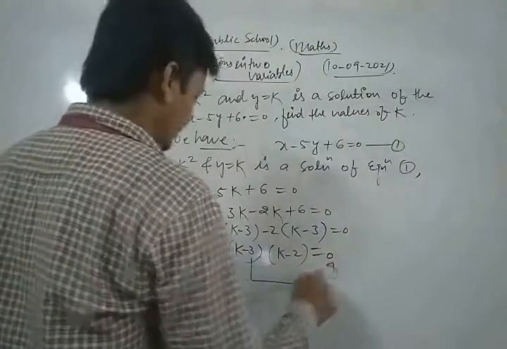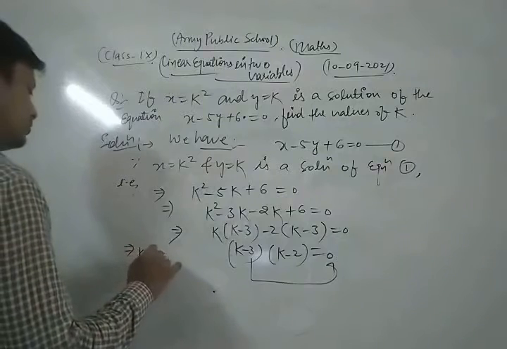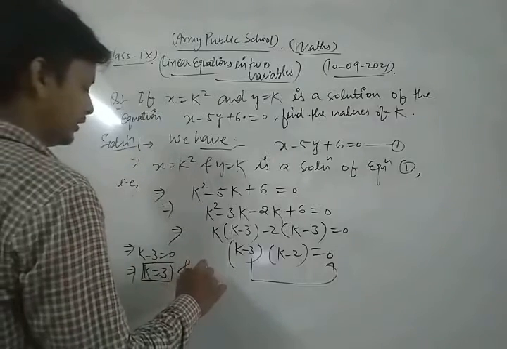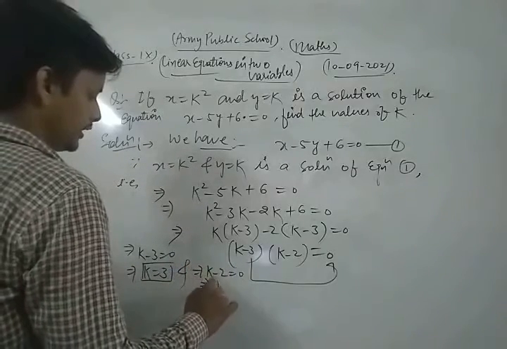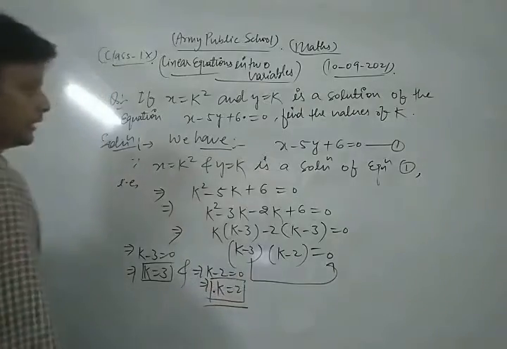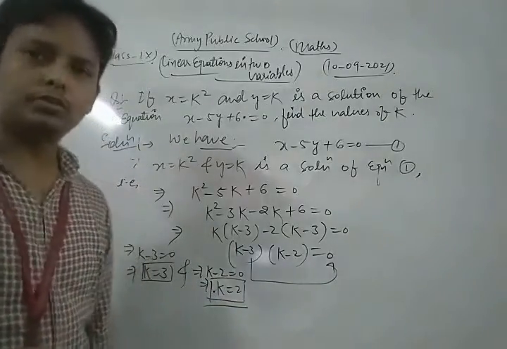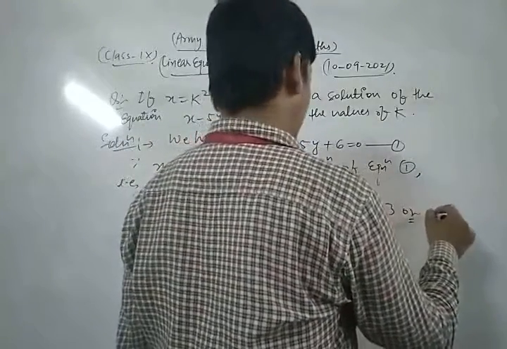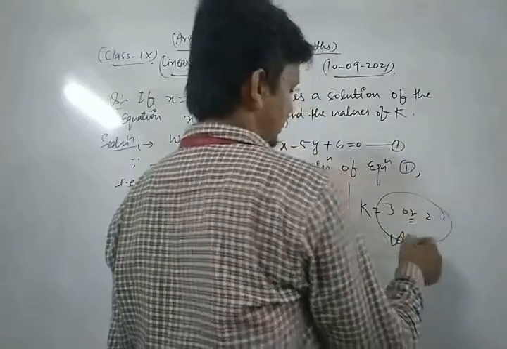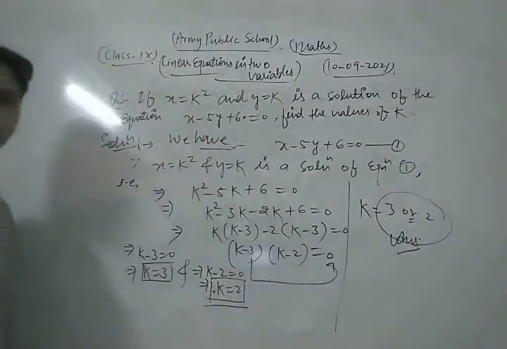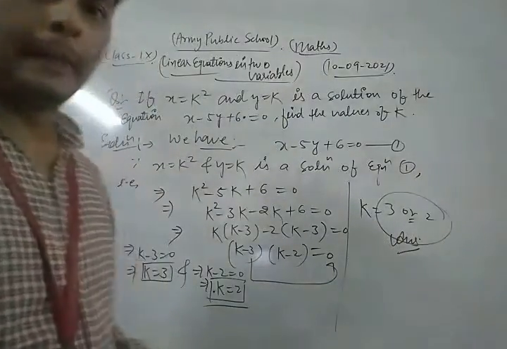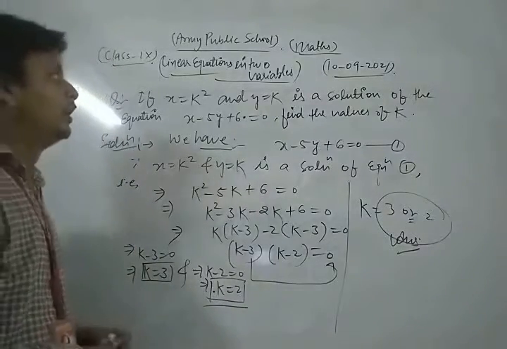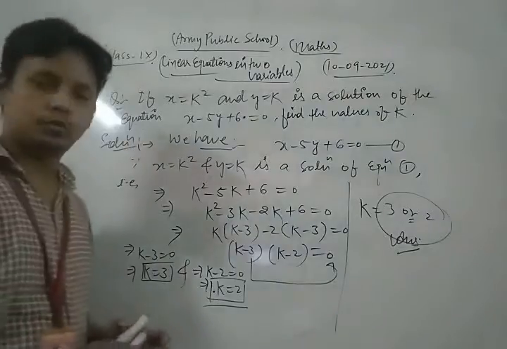Now if we take k minus 3 is equal to 0, we get k is equal to plus 3, and when we take k minus 2 is equal to 0, we get k is equal to plus 2. So in this way the required values of k are 3 and 2. This is the required solution of the given question. So in this way, dear students, you can solve each and every question of your NCERT exercise based on the topic linear equations in two variables.